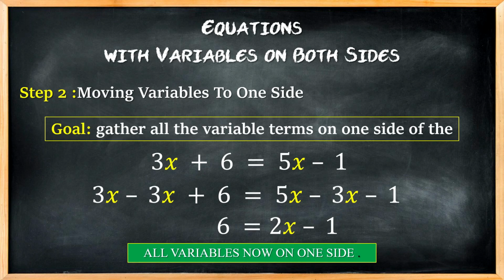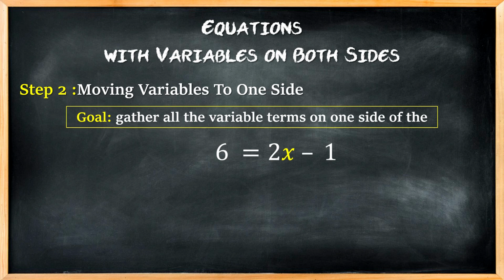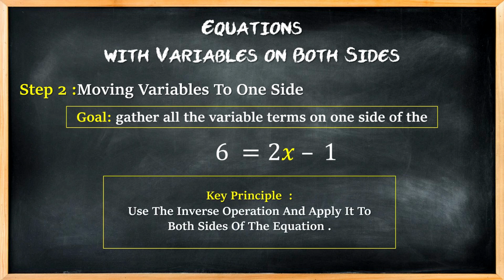Now all our variable terms are on the right side of the equation, and we have only constants on the left side. This sets us up perfectly for the next step. Remember, the key principle when moving variable terms: always use the inverse operation and apply it to both sides of the equation. This maintains the balance and equality of our equation.